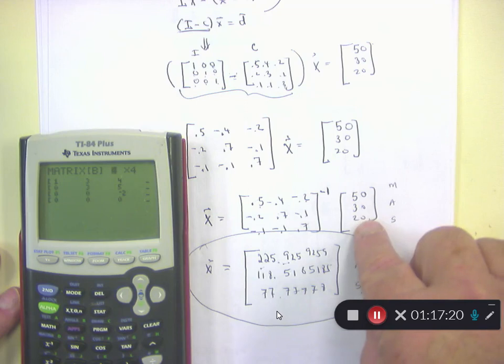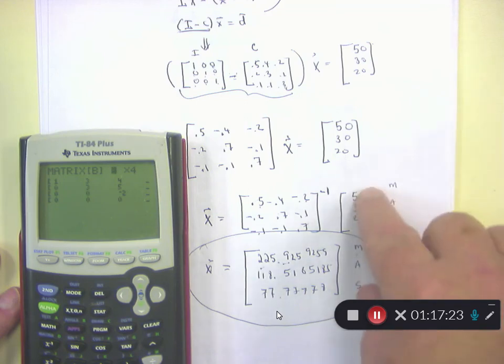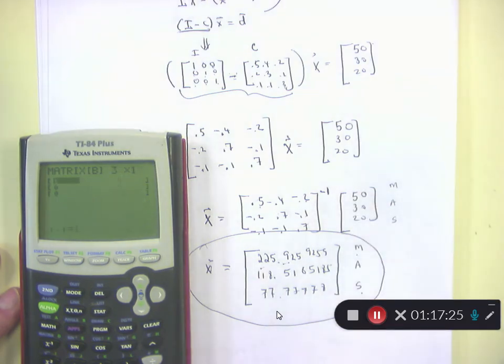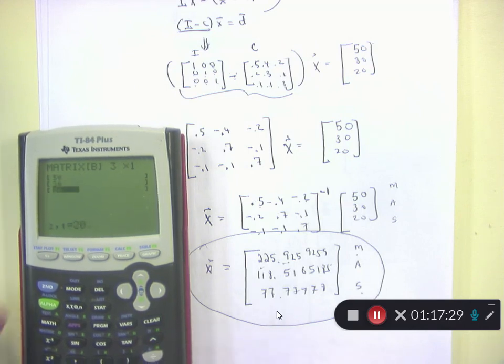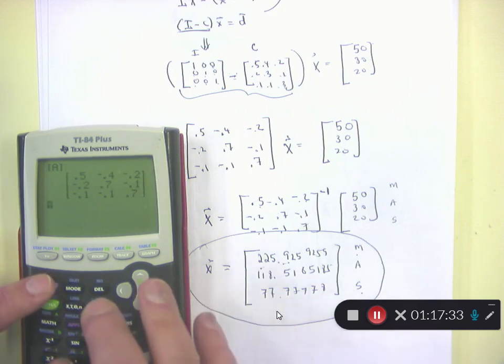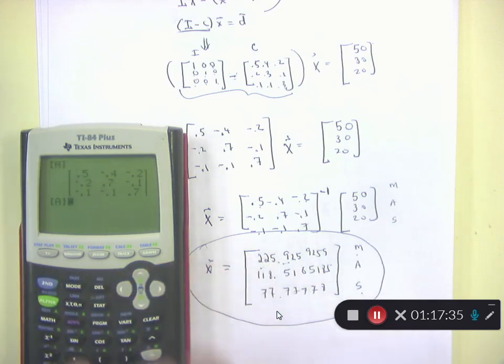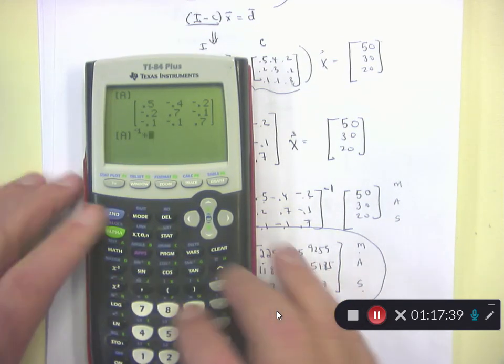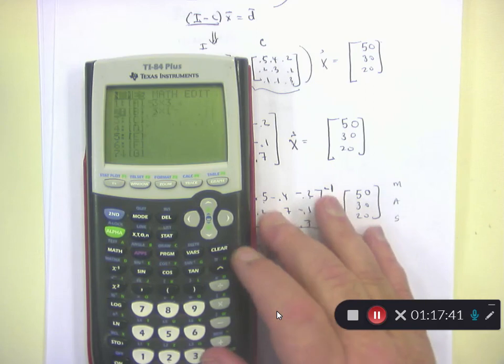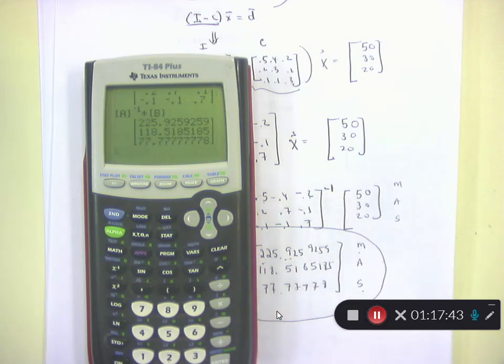B is going to be my demand that I needed. Here, this one is a 3 by 1, right? Yep. So this was 50, 30, 20. Okay? And then I'm just going to do matrix A inverse. Remember the inverse button there? It's a little -1. Times matrix B. And notice where I got my number.